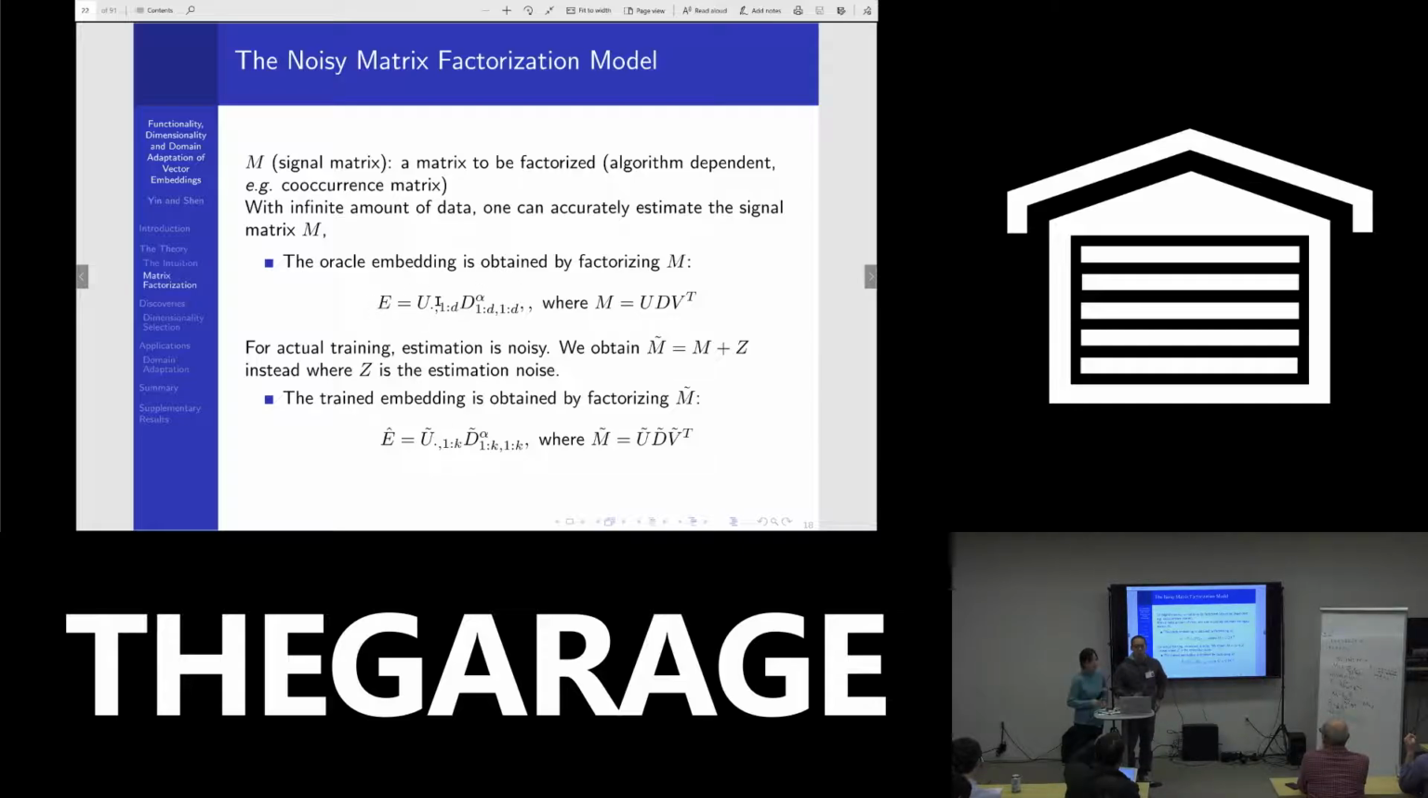So alpha is another hyperparameter that's specific to your procedure. And for Word2Vec and GloVe, you can think of alpha as 0.5, so you don't need to choose it. But to make it more generic, I just leave it as alpha. It's a number between 0 and 1. Right. So we have the definition for oracle embedding and trained embedding.